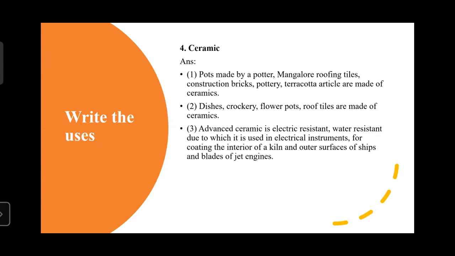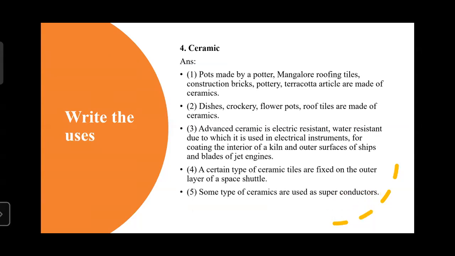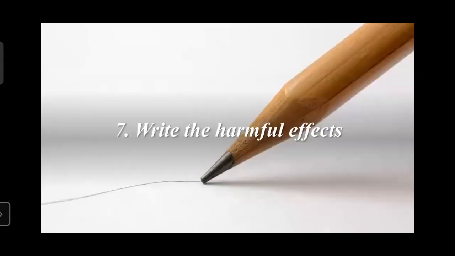Also, it is used in blades of jet engines. A certain type of ceramic tiles are fixed on the outer layer of the space shuttle also. Some types of ceramics are used as superconductors.